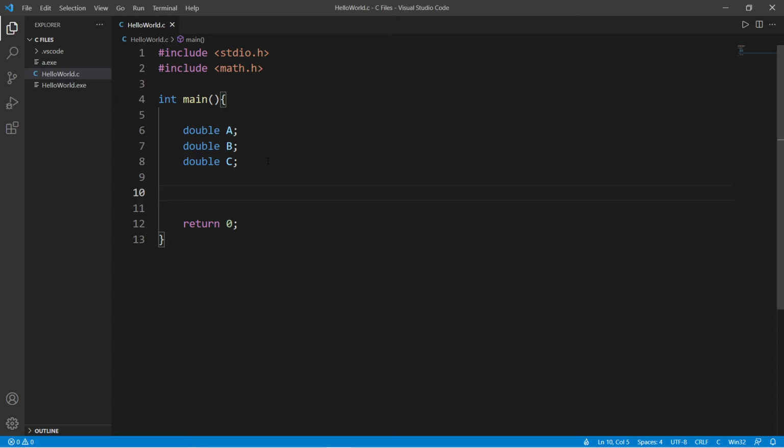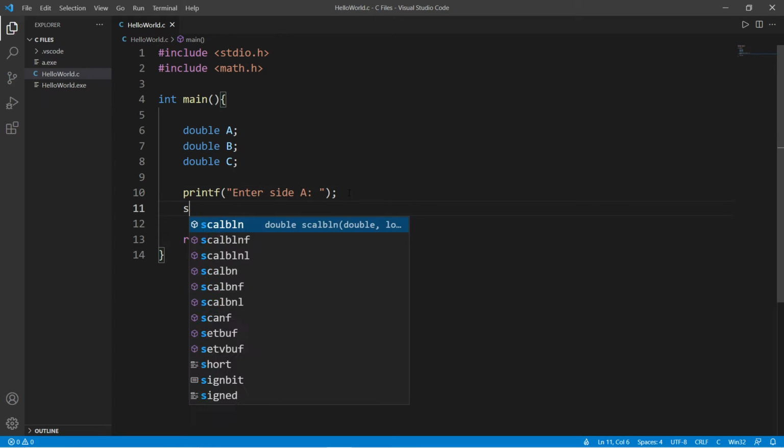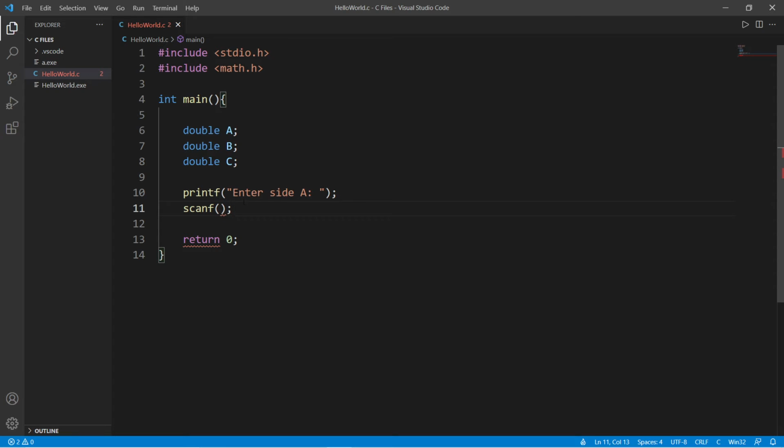We'll ask the user to enter in sides A and B. Printf. Enter side A, and then we will use scanf. So the format specifier for a double is %lf. Then I would like to insert a value within A, so I need to use the address of operator, then our variable A. Okay, let's do the same thing for side B. Enter side B, and store the user input within variable B.